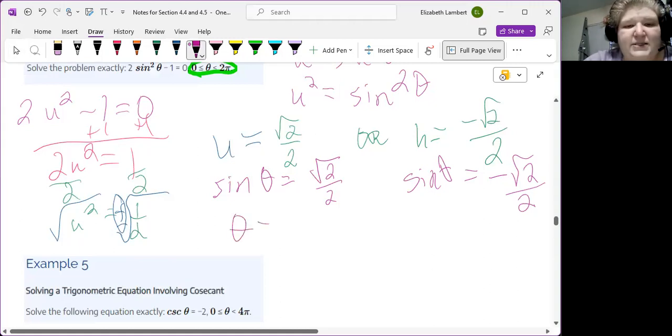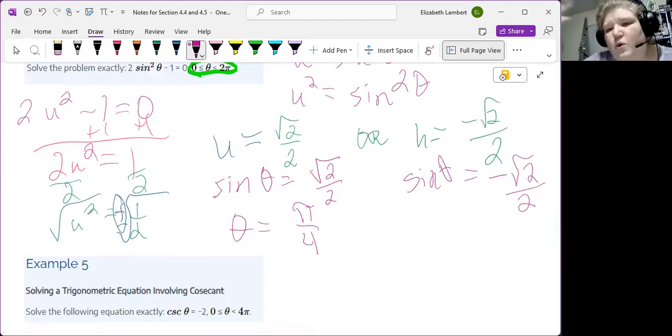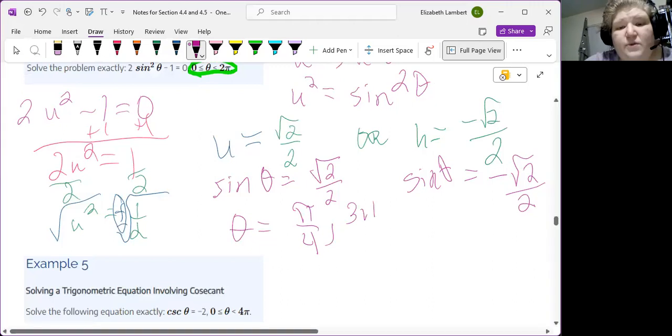So we will get pi over 4. 2 over 4 would reduce, so we skip that. So 3 pi over 4. 4 over 4 would reduce, skip that. 5 pi over 4.